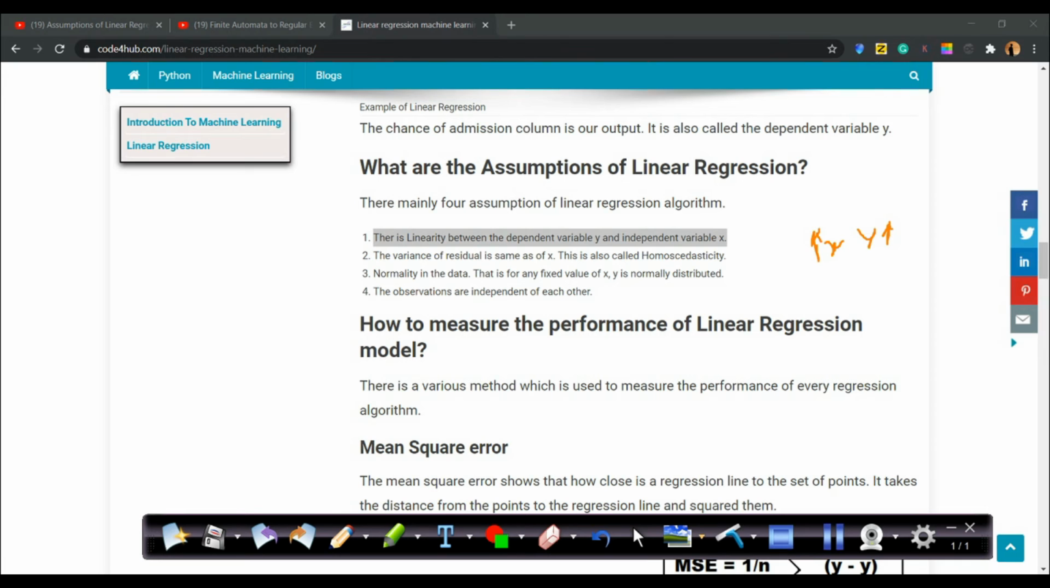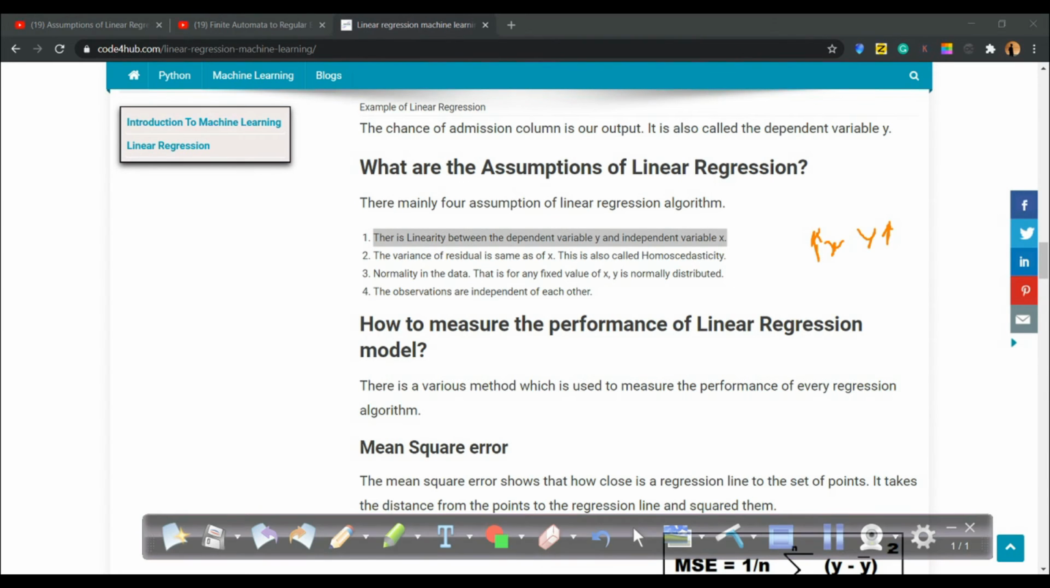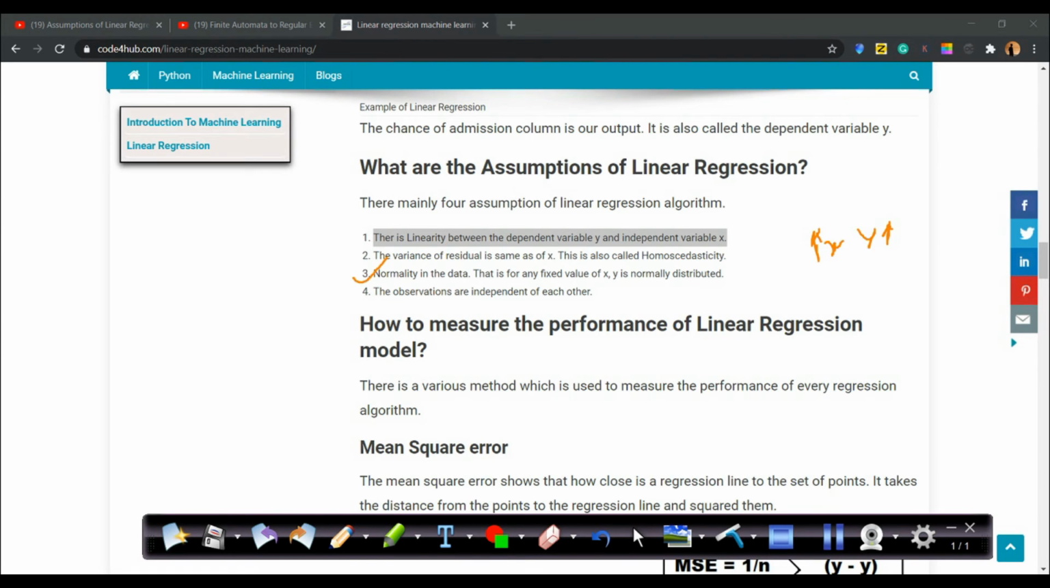The second point is homoscedasticity. So what is homoscedasticity? Homoscedasticity means that linear regression assumes that the variance of the predicted results and the actual results is the same. They have the same variance. And the third assumption is normality in data. That means the data is normally distributed.